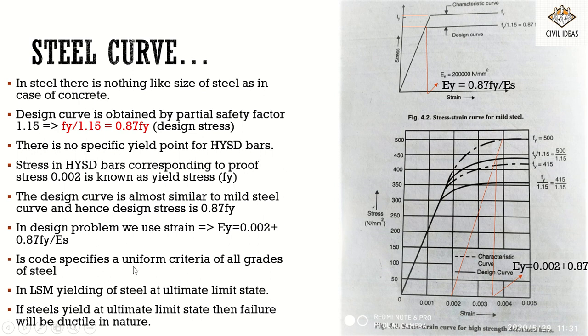The IS code specifies a uniform criterion for all grades of steel. In the limit state method, steel yields at the ultimate limit state. If steel yields at the ultimate limit state, then the failure will be ductile in nature.